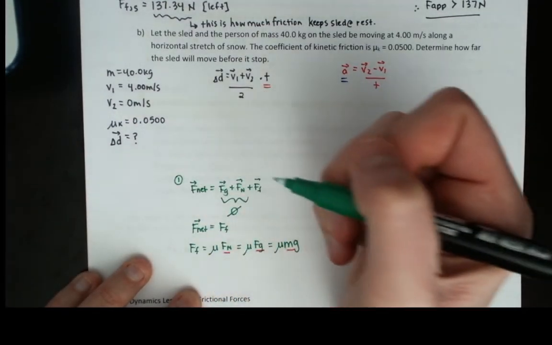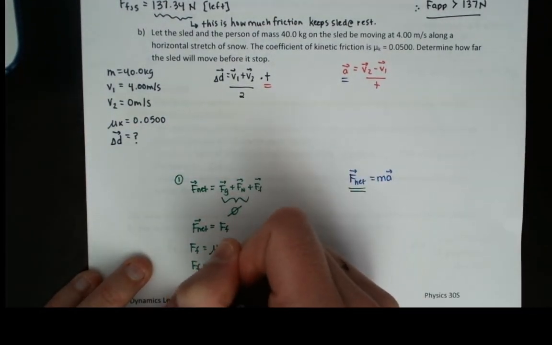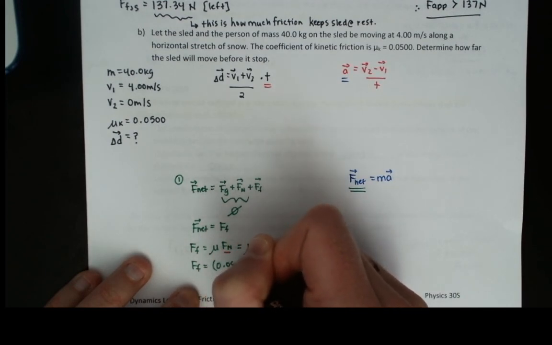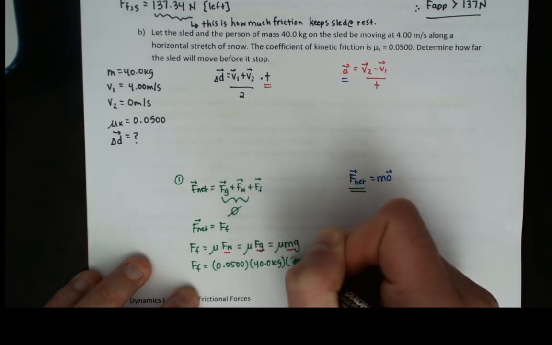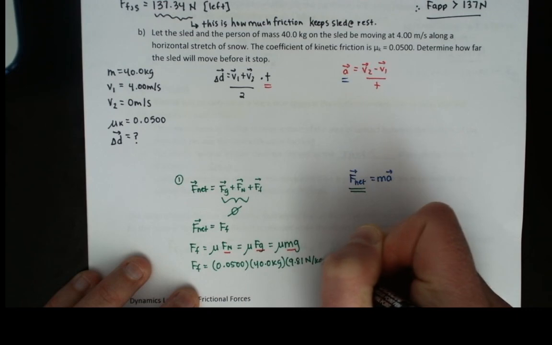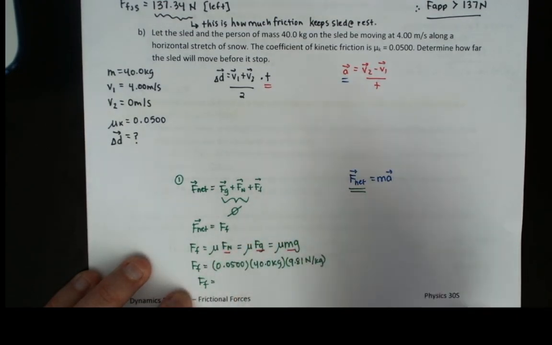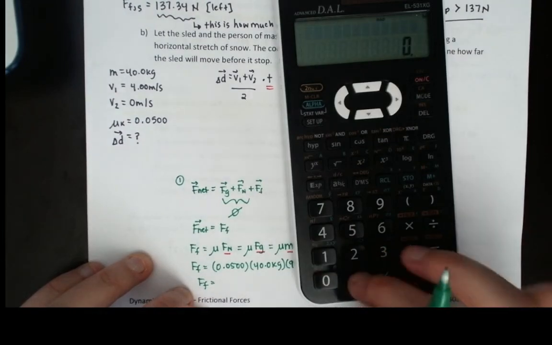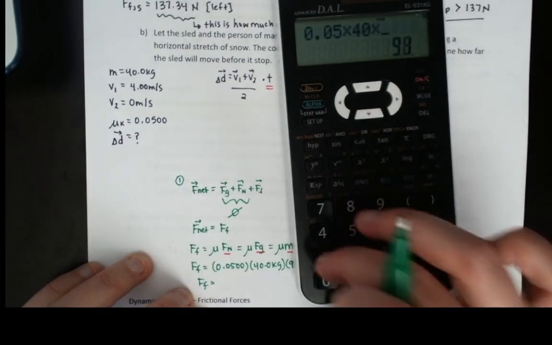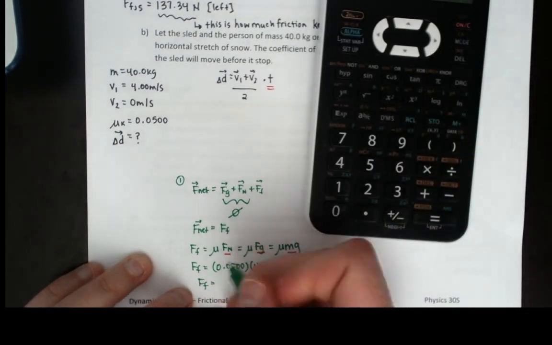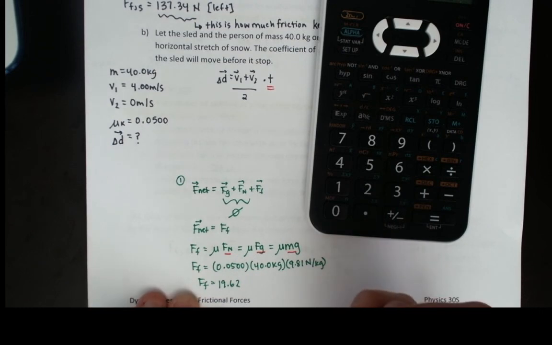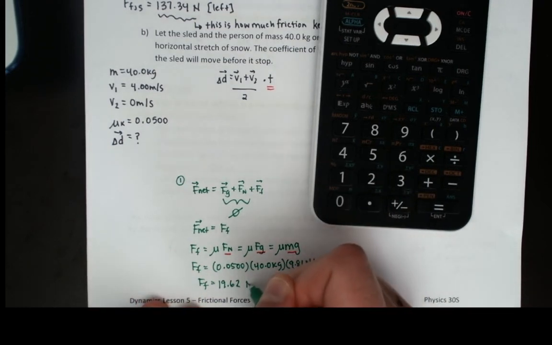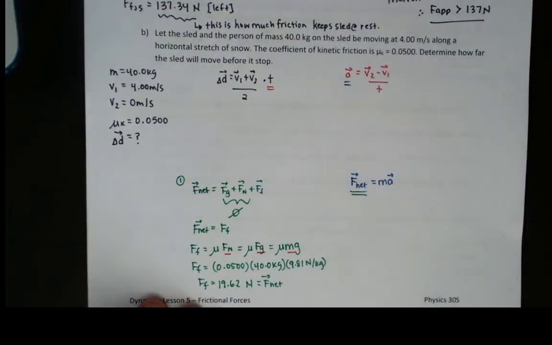Okay, so step 1, find friction. Friction is equal to mu, which is 0.05, times mass, which is 40 kilograms, times g, which is 9.81 newtons per kilogram. We punch all those things in, we get friction 19.62. We're going to keep as many decimals as we can because we got a long way to go to get back to the beginning. Okay, 19.62 newtons, which is really our net force.